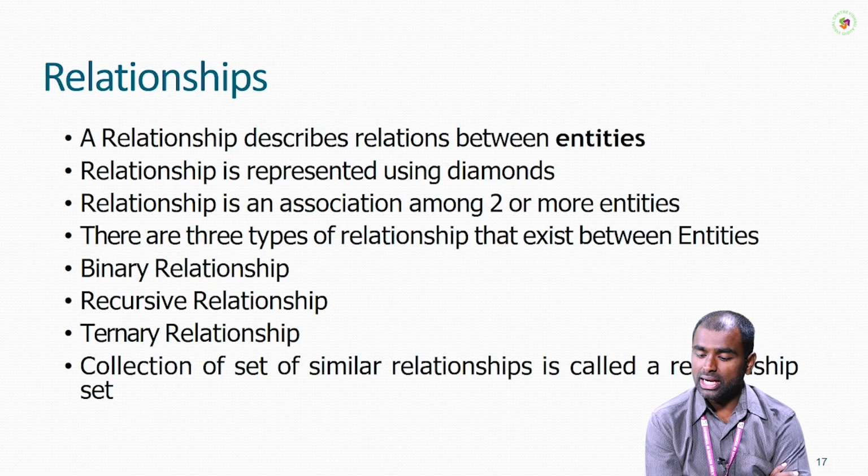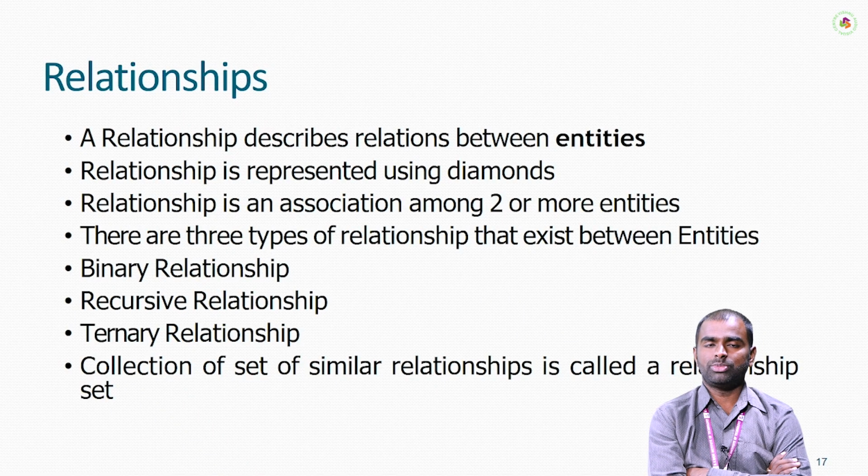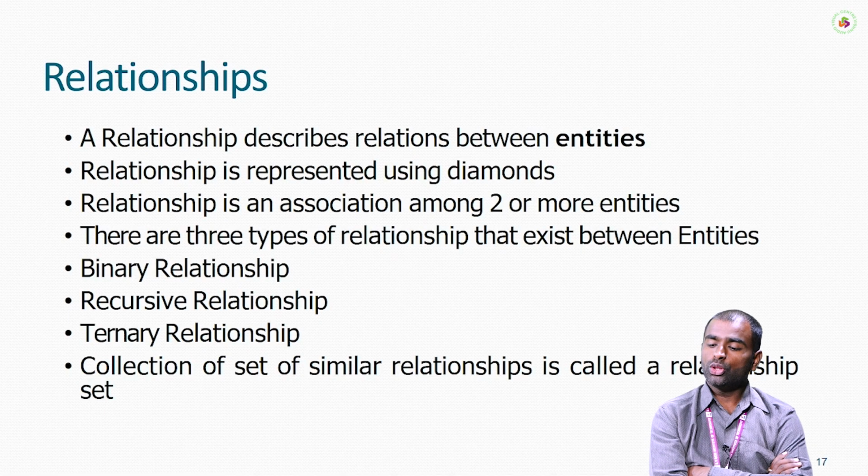A collection of similar relationships is called a relationship set. Same type of relationships, several of them collected together, are called a relationship set. Several similar entities connected together form an entity set. Entity set, relationship set. An entity set is a collection of similar type of entities. A relationship set is a collection of similar relationships.